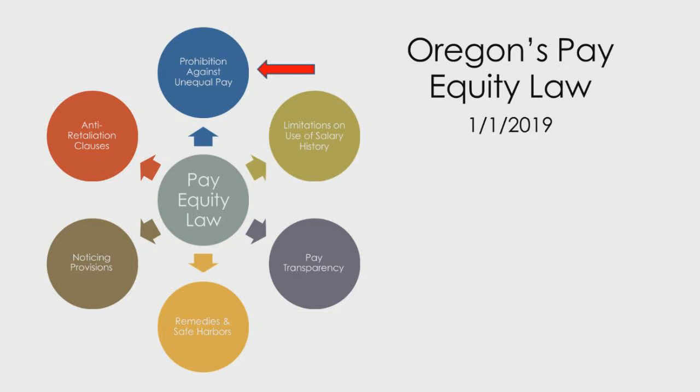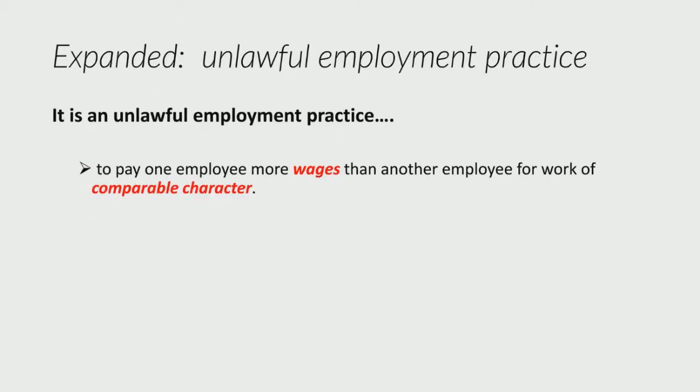There are several components of this law, and I'm going to specifically focus on the prohibition against unequal pay, although there are several other components that are associated with that. So under this act, it's an unlawful practice to pay one employee different from another employee that is performing comparable work or work of comparable character.